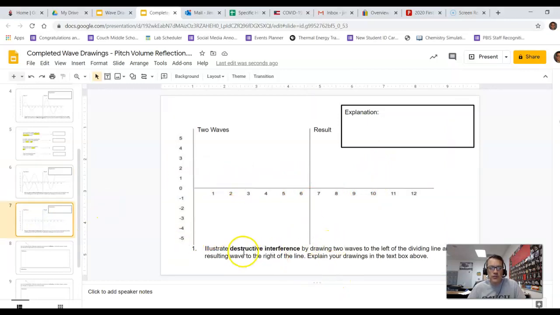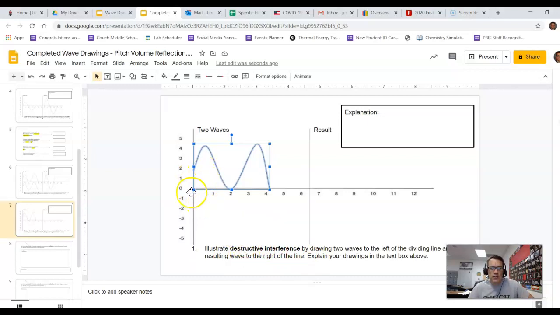If we go to the next slide, which is destructive interference, it's going to be similar. I'm going to start with one wave. Again, I'm going to start at 2, and I'm going to give it an amplitude of 2. So I'm going to go up to 4, down to 2, up to 4, and like this. So with destructive interference, we're going to have an opposite wave.